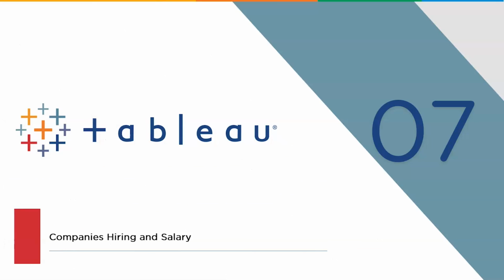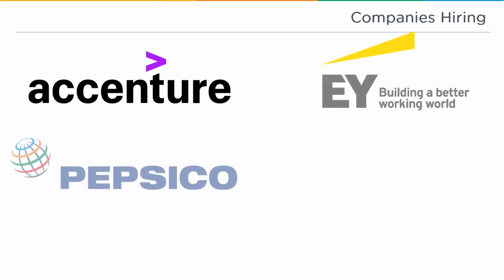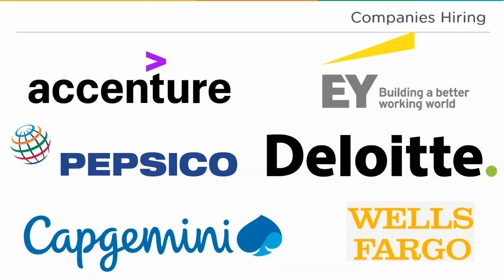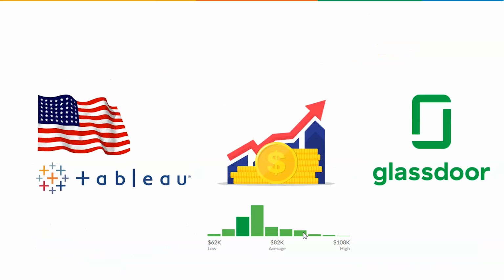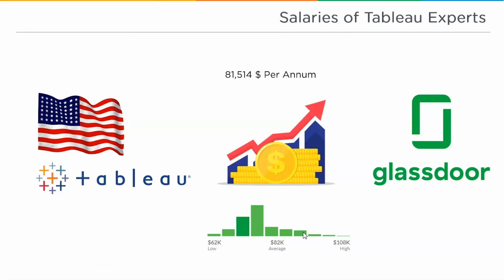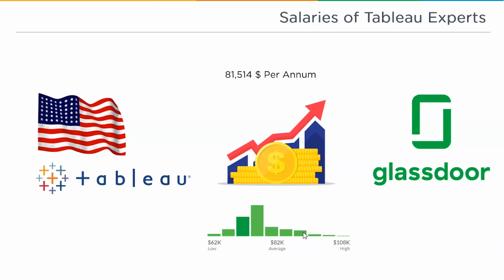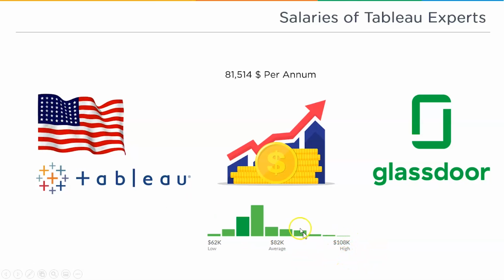So now we'll discuss the company's hiring and salaries. There are a lot of companies looking for Tableau experts, and some of the MNC companies which are looking for Tableau experts are Accenture, EY, PepsiCo, Deloitte, Capgemini, and Wells Fargo. Now let's also discuss the salary for Tableau experts. The salary for Tableau experts in the United States of America is $81,514 per annum. That's an average salary, and these stats are from Glassdoor. And the highest salary is anything around 110 to 120,000 US dollars per annum.